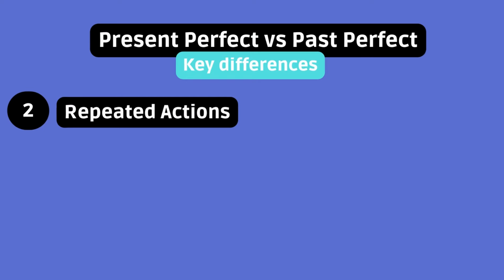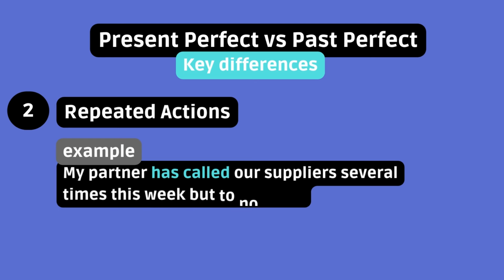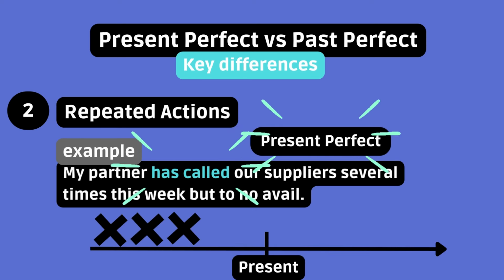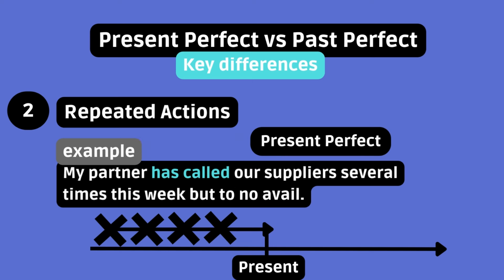2. Repeated actions. Example: my partner has called our suppliers several times this week, but to no avail. The present perfect is used to refer to past actions taking place in the past, but with a current effect. The relation with the present is clear with a time reference, this week. And it's understood that the partner will keep calling later since no contact has been established. These past actions, the repeated calling, are relevant to now.